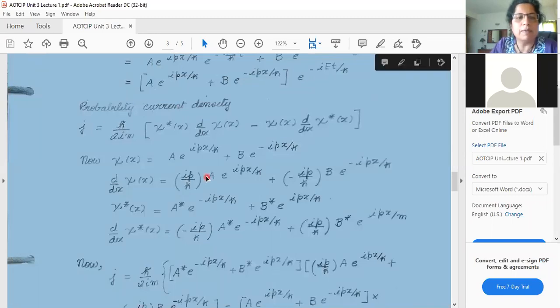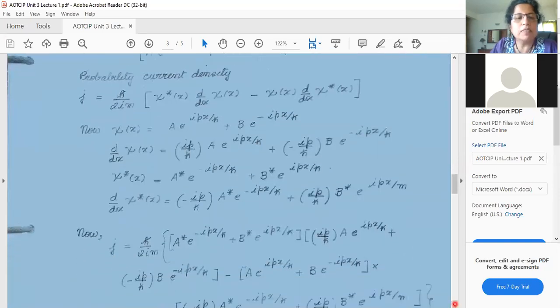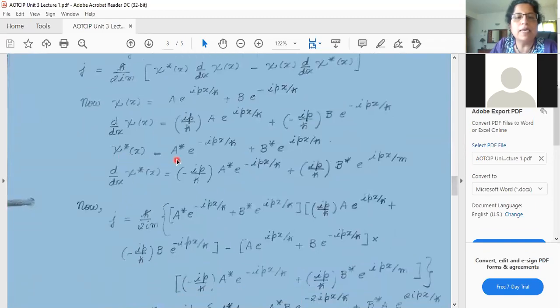For some reason, I have a blue background anyway, doesn't matter. So now you have iP by H cross, A e to the power of iPx by H cross, plus, then of course, when you do a derivation, you will get it with the negative sign, B e to the power of minus iPx by H cross. Go down further. If you take the complex conjugate, of course, you will get A star e to the power of minus iPx by H cross plus B star e to the power of iPx by H cross. And you take the derivative of that, you will get essentially the same thing except the signs will flip. Here you get a negative sign, here you'll get a positive sign, right?